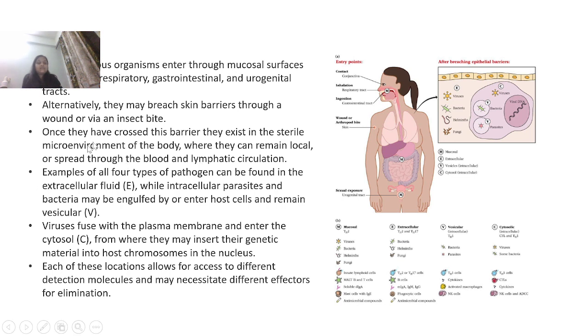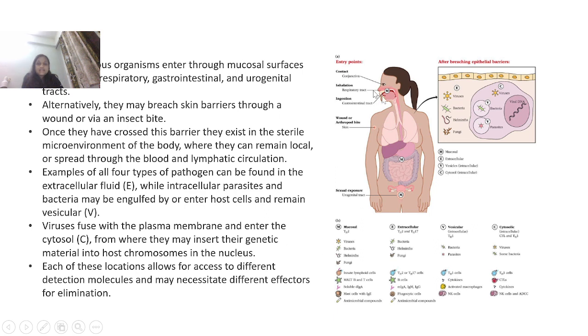So there are four types of pathogen which can be found in the extracellular fluid, while intracellular parasites and bacteria may be engulfed by or enter host cells and remain vesicular. The viruses fuse with the plasma membrane and enter the cytosol, from where they may insert their genetic material into the host chromosomes in the nucleus. Each of these locations allows for access to different detection molecules and may necessitate different effectors for elimination.